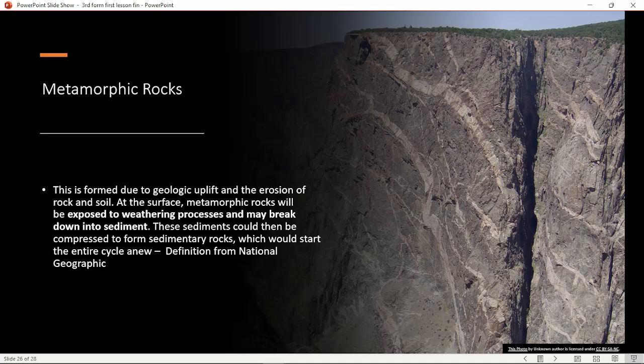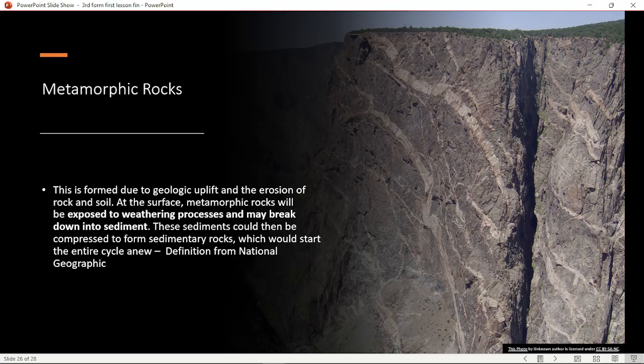Metamorphic rocks. This is formed due to geologic uplift and the erosion of rock and soil. This is a very interesting one because you can basically see this type of rock formation in America as a really good example, like in canyons and locations like that. Like the Grand Canyon? Absolutely, yes.